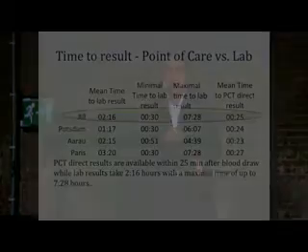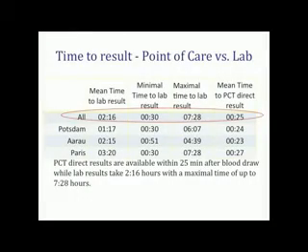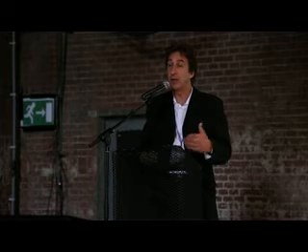But the more important result was the time to result, point of care versus central lab. You can see that the mean time to lab result was around 2 hours. And with the PCT Direct, the mean time was 25 minutes. So it was a very great reduction in the time to result, very useful to get the information in the emergency department.